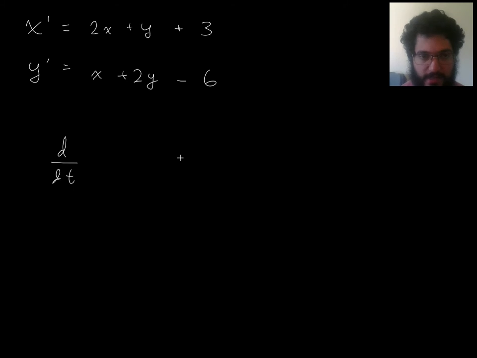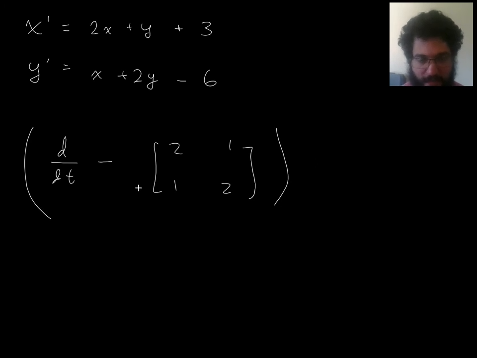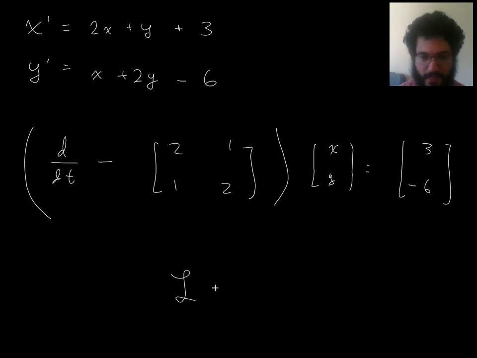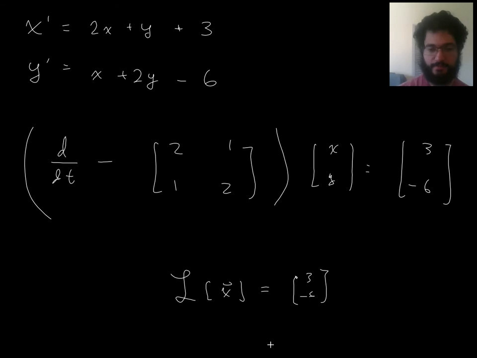If I write it out as a linear operator being applied to the vector x, it's this linear operator. That's my L, and it's being applied to x of t, y of t, in order to give me not 0, but 3, negative 6. So this is my differential equation: L applied to x equals a constant non-zero vector, 3, negative 6. Okay, so non-homogeneous.